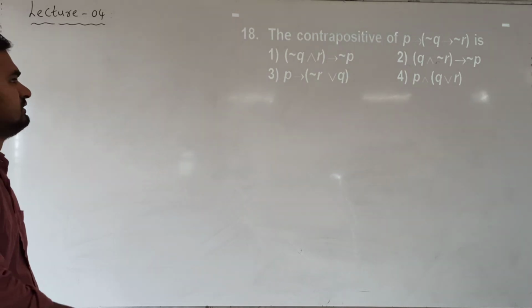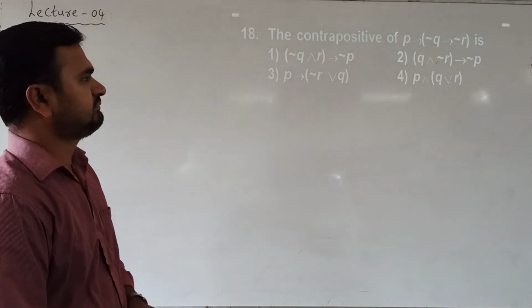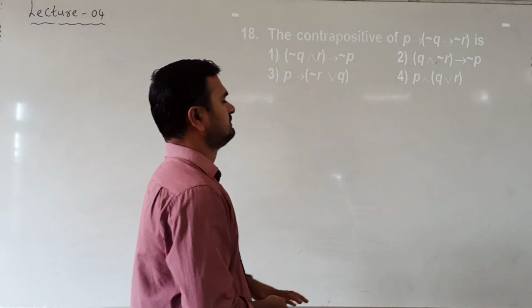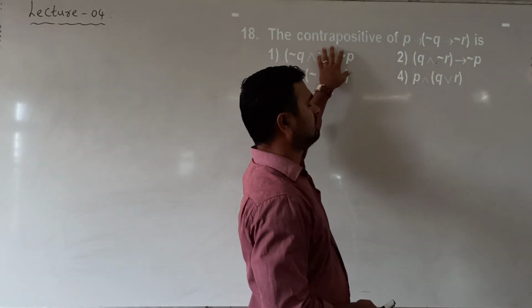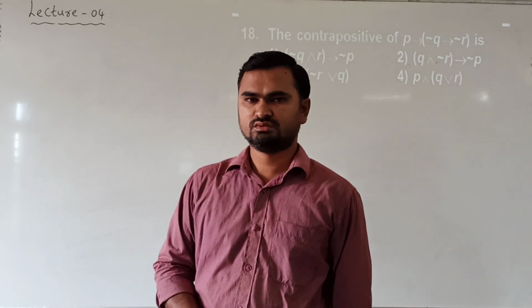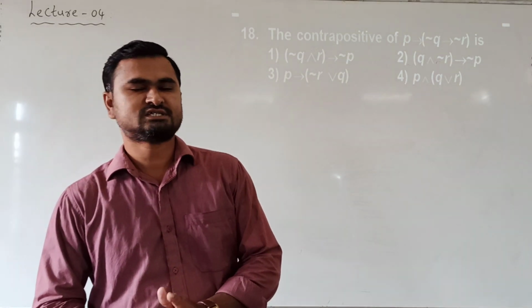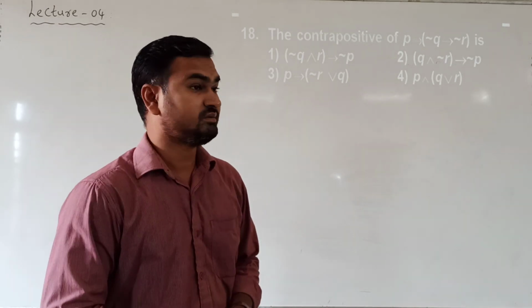The question: the contrapositive of P implies (negation Q implies negation R) is. So a compound statement is given. Now for this we have to find the contrapositive. We know how to find the contrapositive for P implies Q. If P implies Q is a given statement, what is the contrapositive? Negation Q implies negation P.